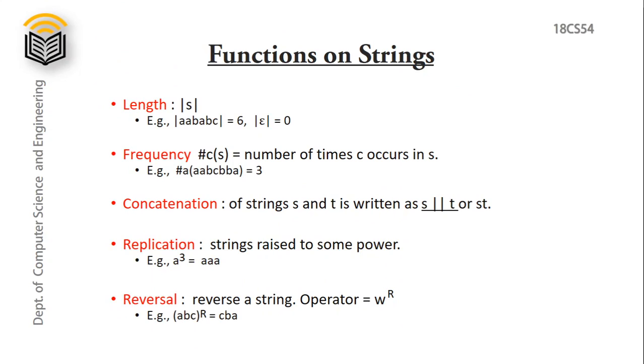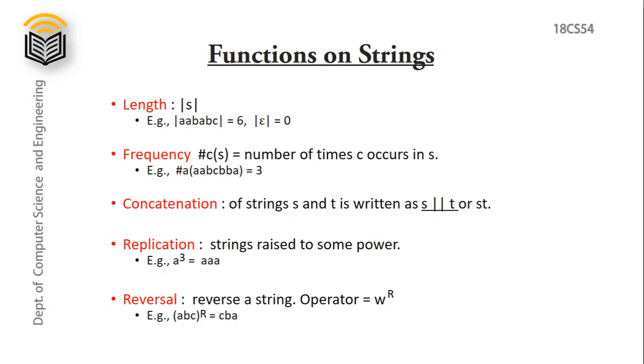Functions on strings. First, look at length, which is defined by the symbol. It gives the length of the string. For example, the length of string ABC is 6, and the length of epsilon is 0. Next is frequency, defined by #C of S, which means the number of times C occurs in string S. Look at the example, the number of times A occurred in this string is 3. Next is concatenation, which is adding two strings, that is written like this, or simply ST.